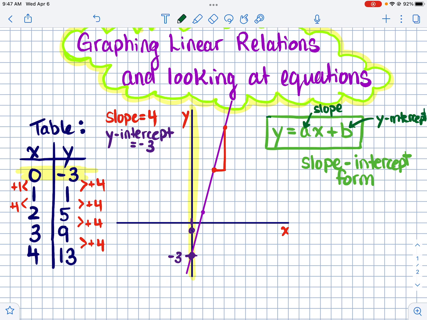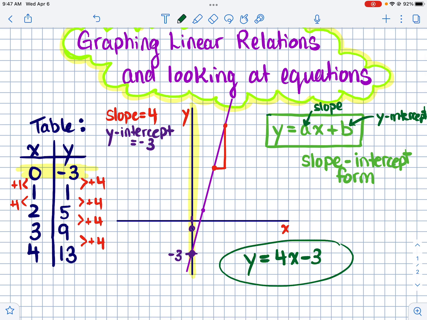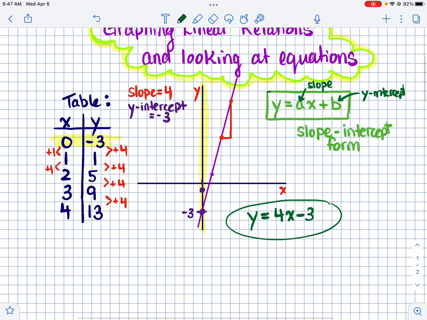So the equation of this relation would be y = 4x - 3. That would be the equation of our linear relation. And that's how our x values are related to our y values. For example, let's say I had the x value of 4. To turn it into a 13, I would have to multiply 4 by 4, giving me 16, and then I would have to subtract 3, which gives me 13.